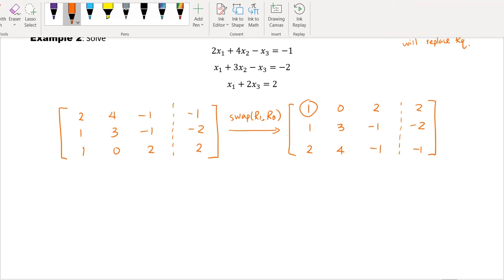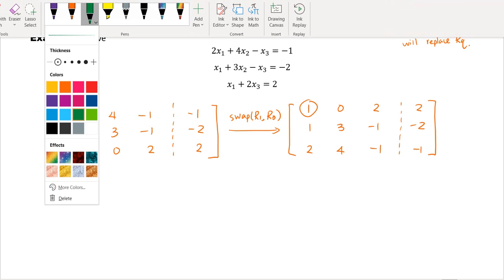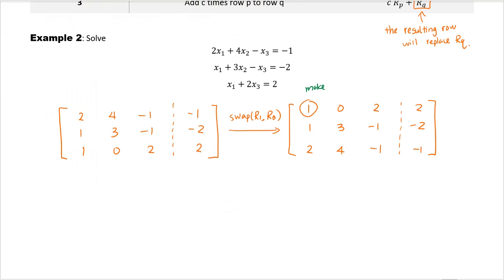Okay. So I'm going to use a different color. Okay. So we want to make the (1,1) entry to be 1. And then next, we want to use it to kill the entries below. How? Okay, how do we kill this one? Well, we can use the second row subtract the first row, right?